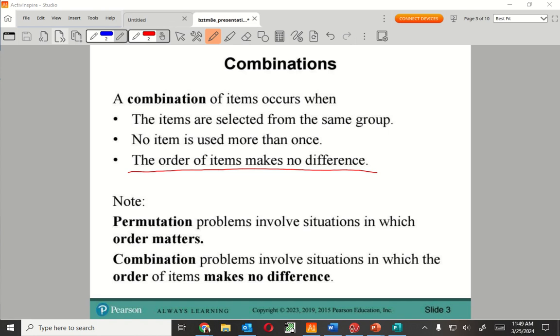So, permutation problems involve situations where order matters. Combination problems involve situations in which the order of items makes no difference.